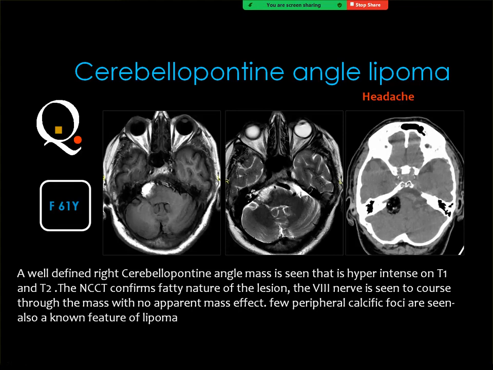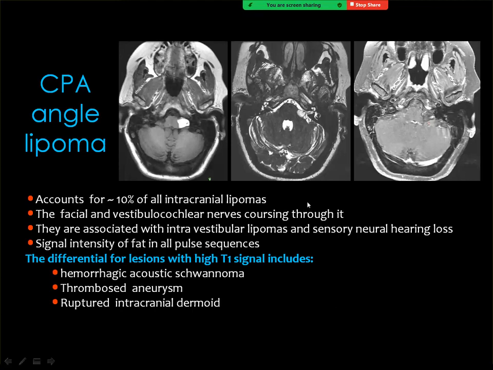anyone can think that this can be easily removed, but actually the surgical intervention of such a lesion carries very high risk of vascular and nerve injuries. Then we, myself, have seen many cases with lipoma at the cerebellopontine angle. It will show high signal in the T1 and T2 with signal loss in the fat suppressed images. This lipoma at the cerebellopontine angle accounts for 10% of intracranial lipomas.